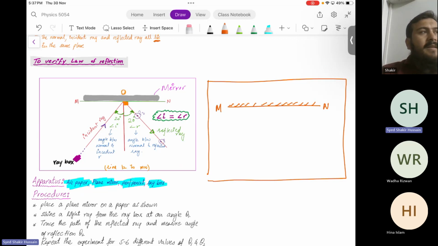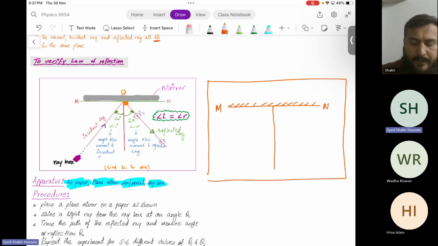So that if the mirror dislocates during the experiment, you can relocate it. And then you will make a line at the center. And this is what line? Normal. You will make a normal line at the center, right?